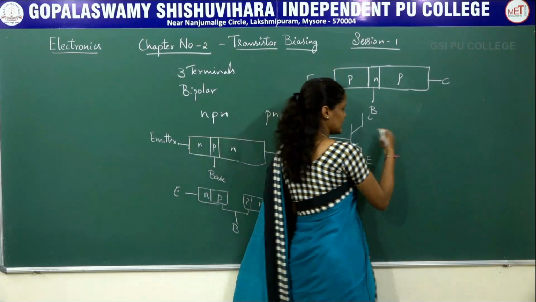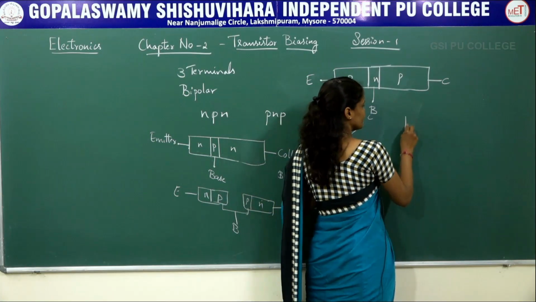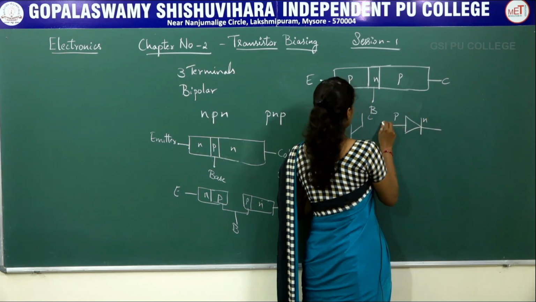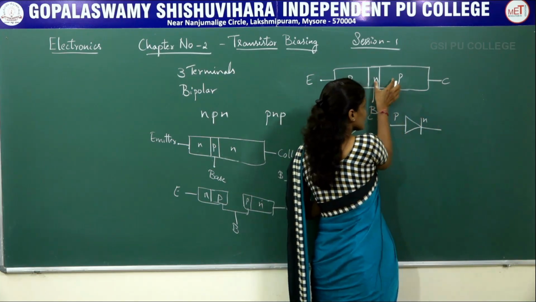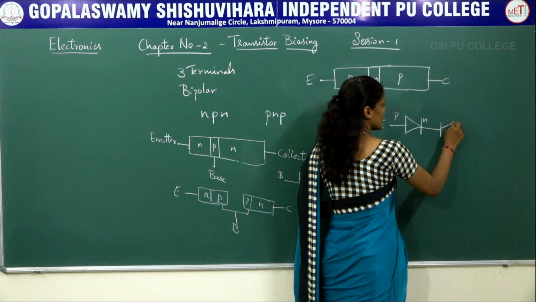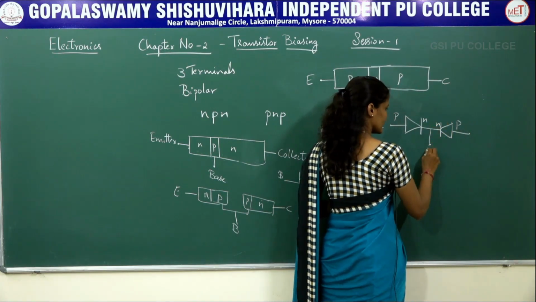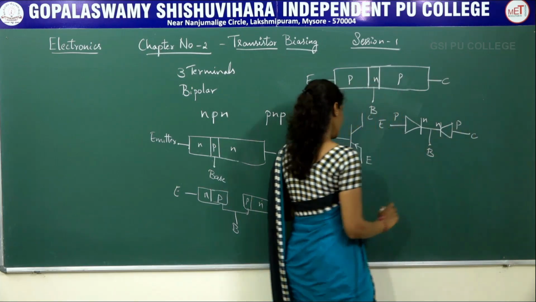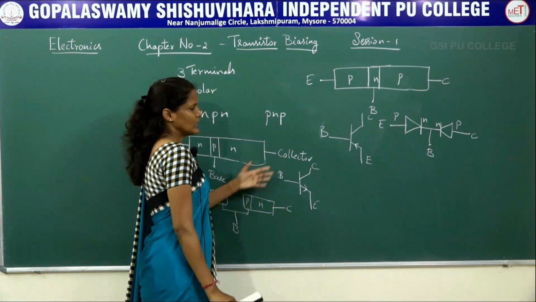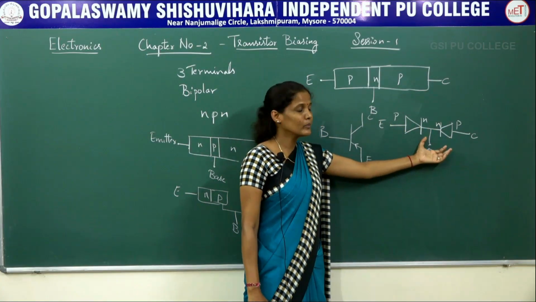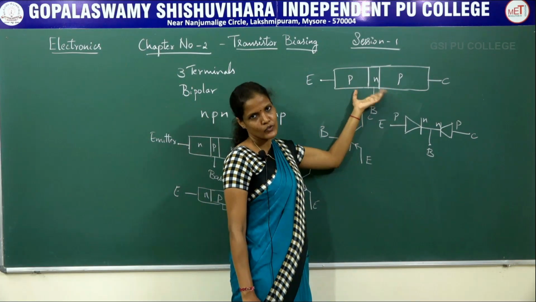This is the symbolic representation of a PNP transistor. Coming to the diode representation, this is P type, N type, and this is the emitter terminal, whereas this N type, this P type, this is the terminal called the base, and this is the collector terminal. So these are two diodes connected back to back to give a PNP transistor.